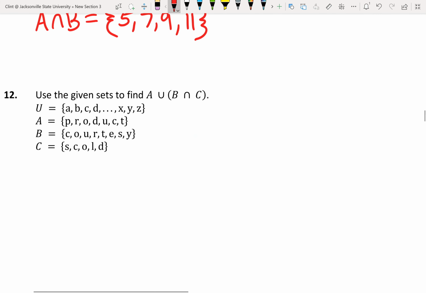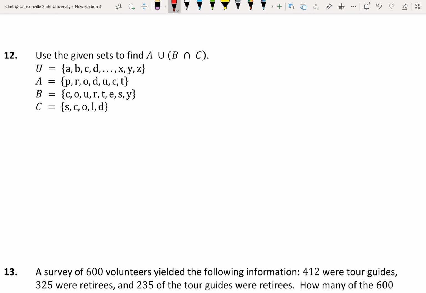Right, number 12. Same ideas here. We've got 2 steps to take. Okay. So the first part we want to do is the parenthesis part. So we want to do B intersect C. Okay, so we want the elements that are in both B and in C. So let's look. C is in there. O is in both of those. U is not. R is not. T is not. E is not. S is not. Y. Oh, S is. Y is not. Okay, so there's B intersect C.